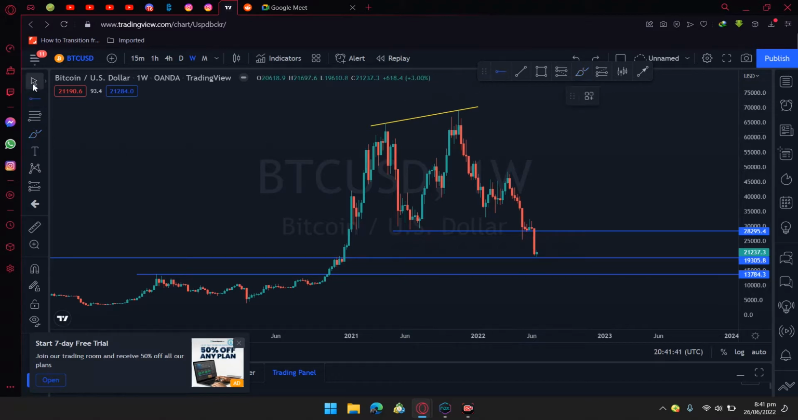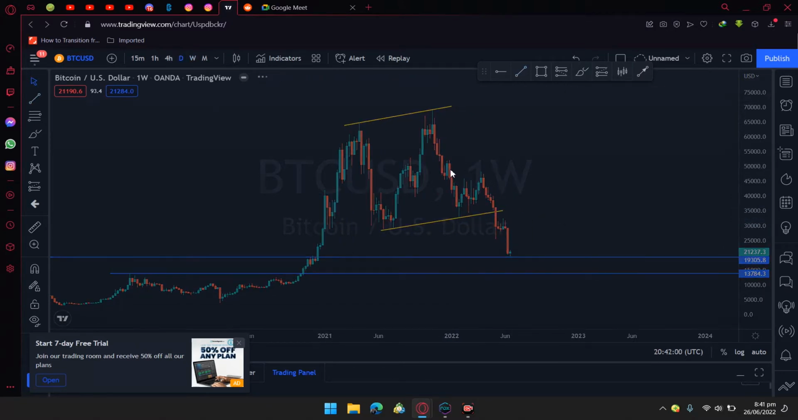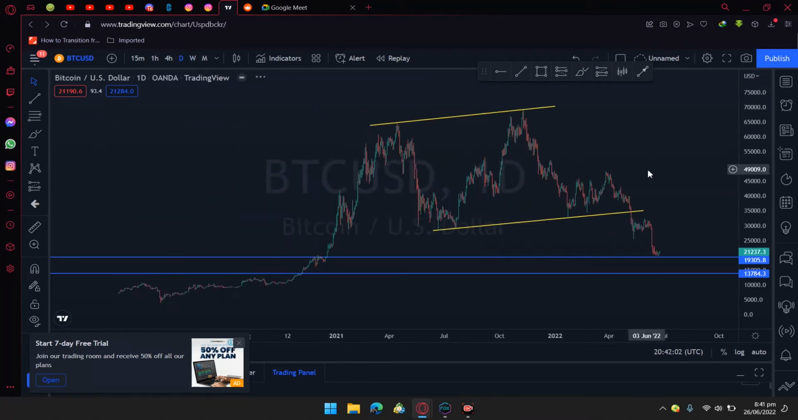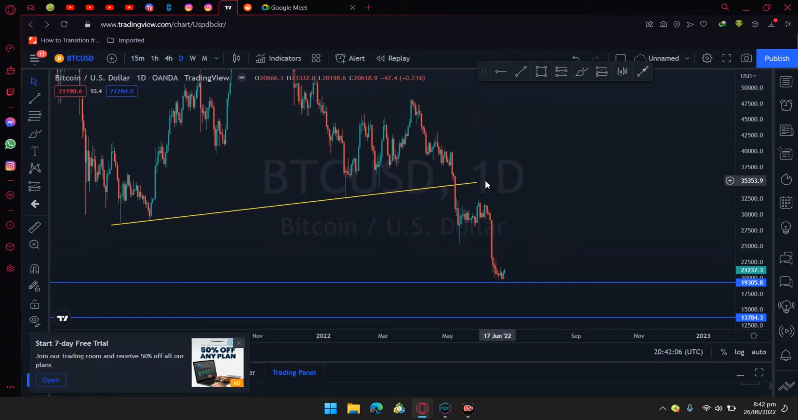So for now, let's clear this, and let's add in this level. Let's do it nicely at the back of it. So we add in this level here. After we add it in, let's go to the other time frames. So you can see what happened here.